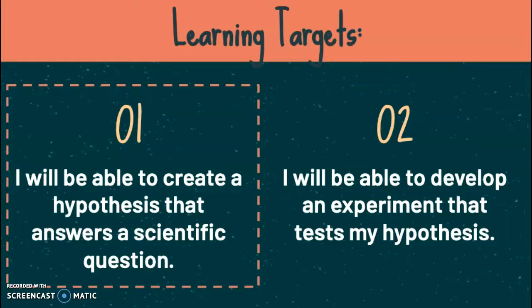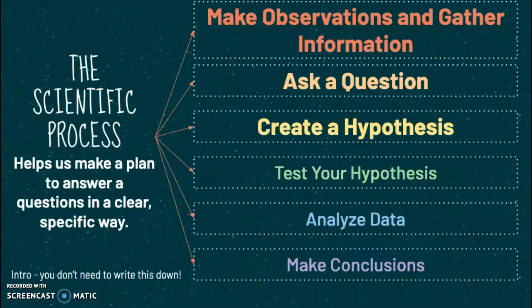A learning target for this week is just to be able to understand what is an observation, what is a hypothesis, and a scientific question. The scientific process has multiple steps. Today we'll just focus on the three bolded: making an observation, asking a question, and a hypothesis. We will not focus on the next three steps very much until next week. So for today, just focus on those three.